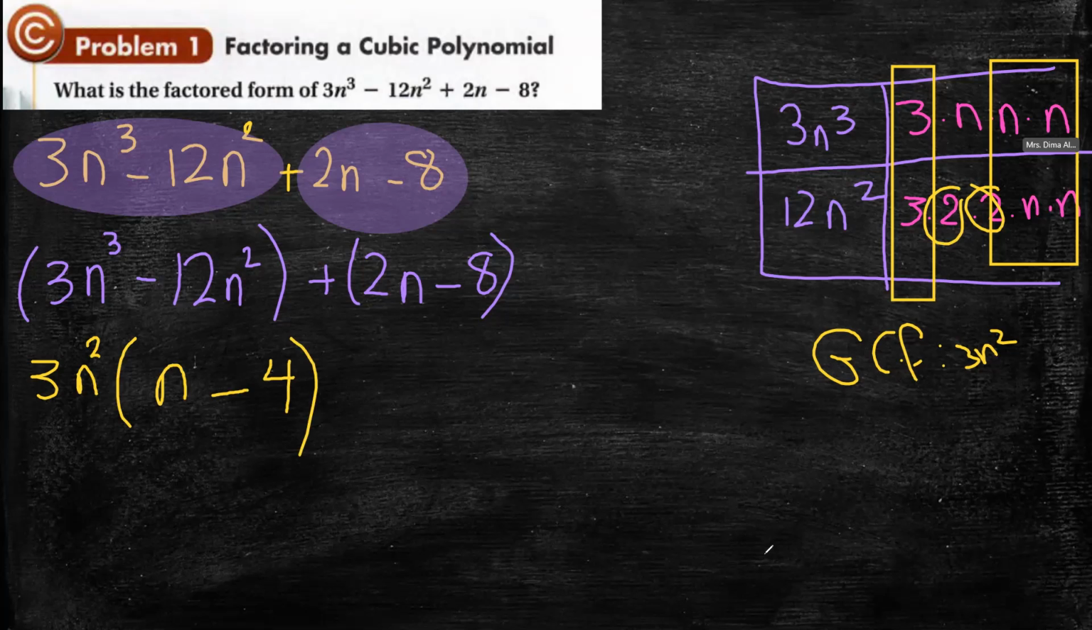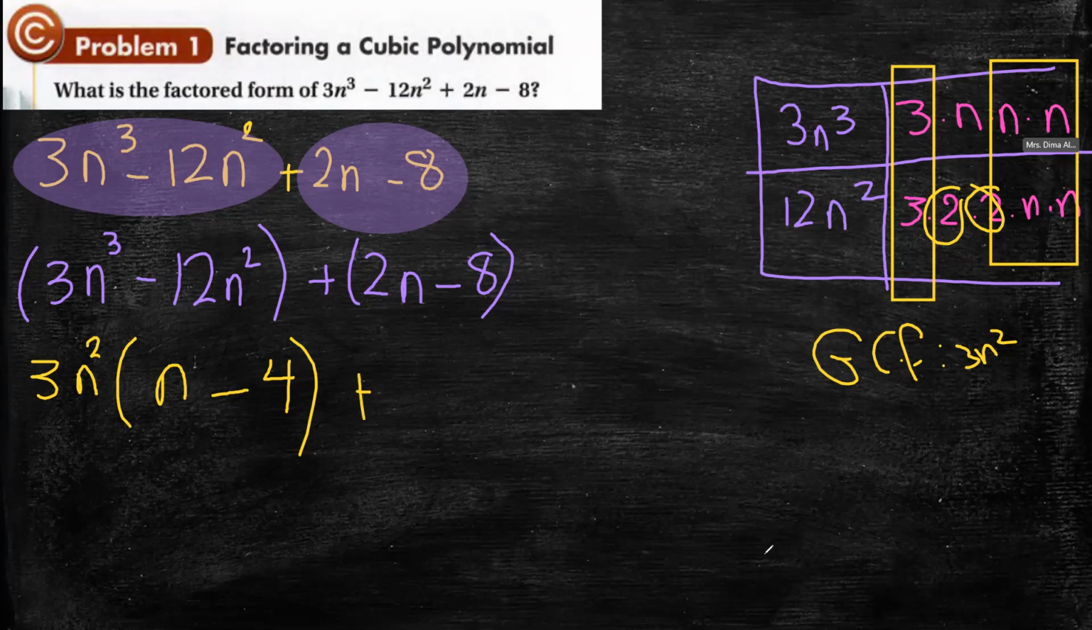So we find the greatest common factor, then we factorize it. We look at the greatest common factor. We factorize them as 3n squared times n minus 4. We wrote the greatest common factor, and then we wrote the binomial that remains.